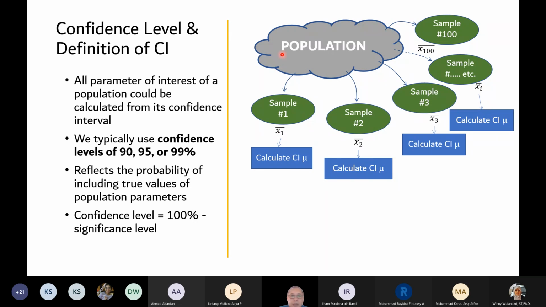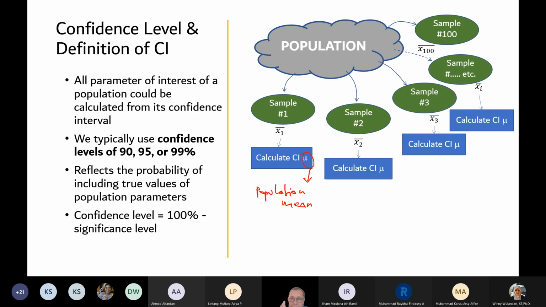Let me highlight it here. Again, this one here is not sample average, but this is population average. So this is a population mean.